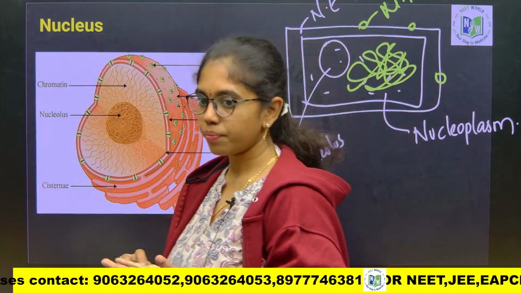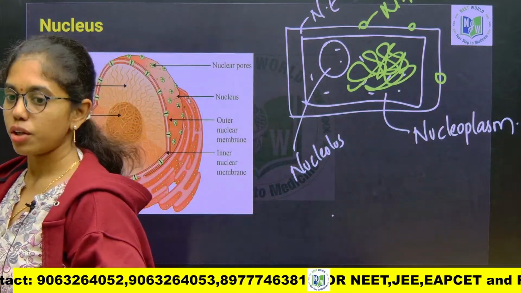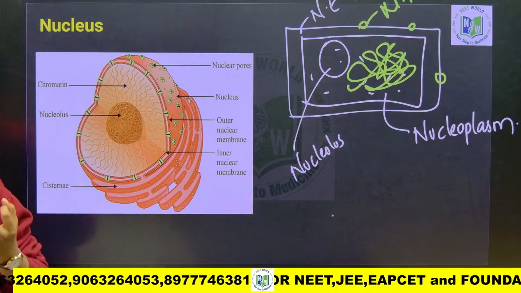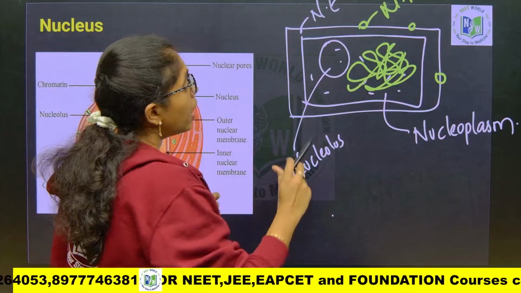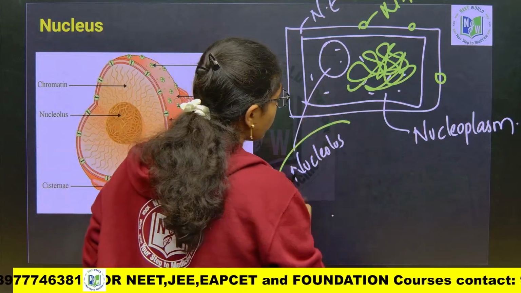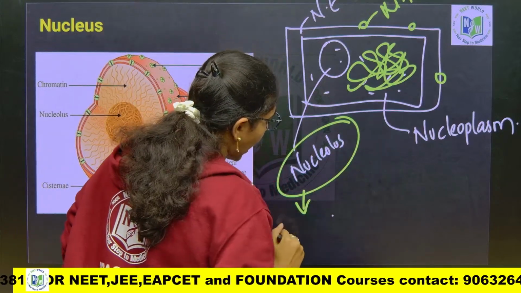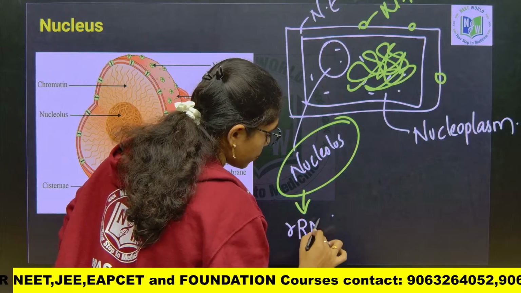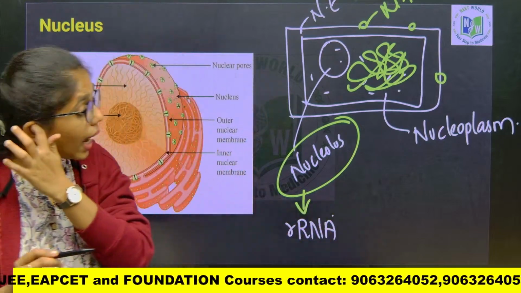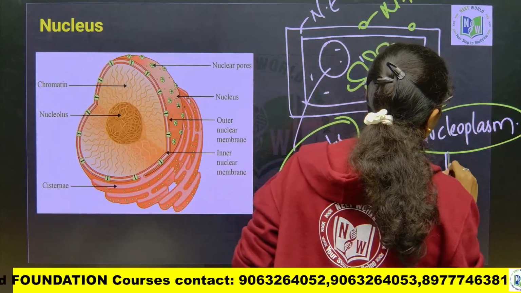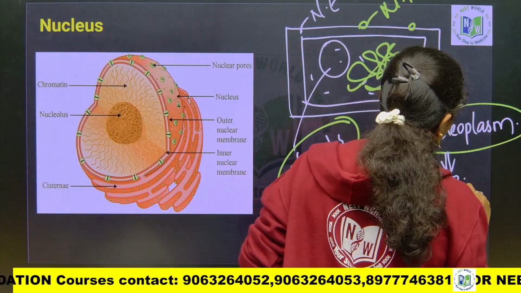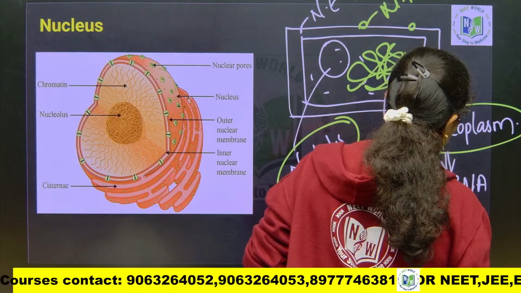Ribosomal RNA, messenger RNA, transfer RNA. 3 types: rRNA, mRNA and tRNA. Where are they synthesized? Inside the nucleolus only rRNA is synthesized. Yes, only rRNA is synthesized. Inside the nucleoplasm both mRNA and tRNA are synthesized.